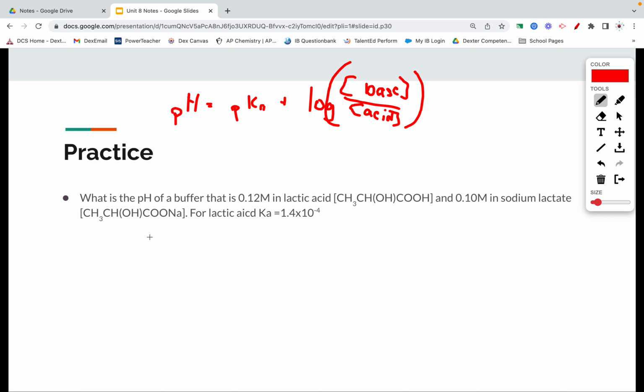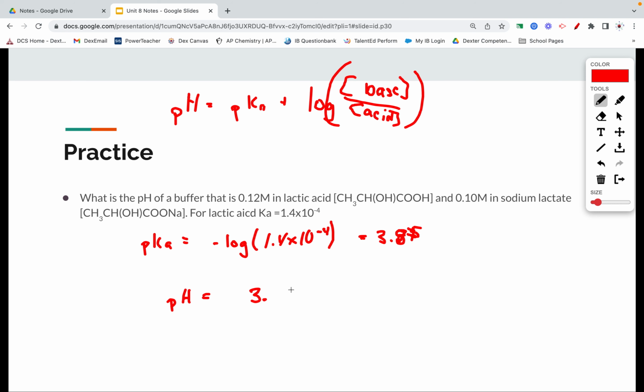So we know Ka, so we can actually figure out the pKa, which would be the negative log of 1.4 times 10 to the -4th. It should be just a little bit less than 4, somewhere around 3, and we do find it to be 3.77. And then we plug everything in. So pH is equal to this, which is 3.85.